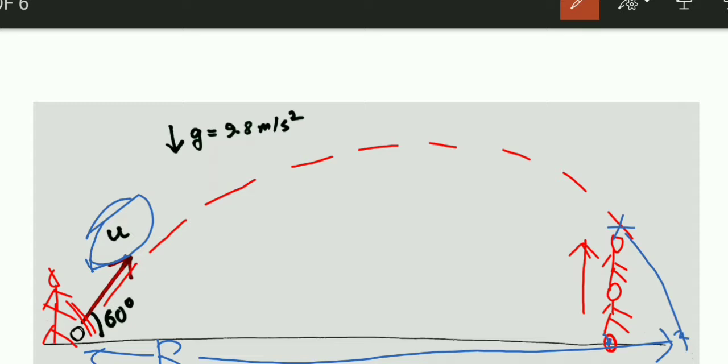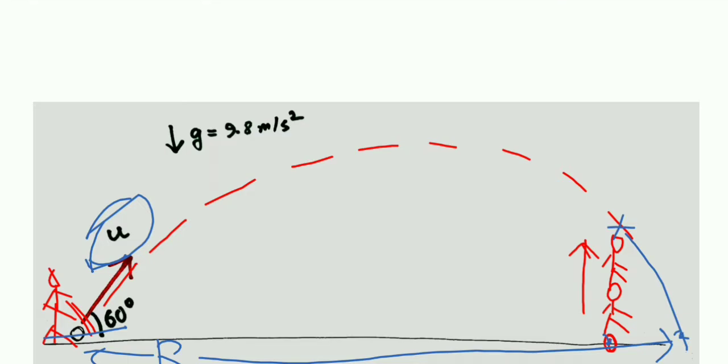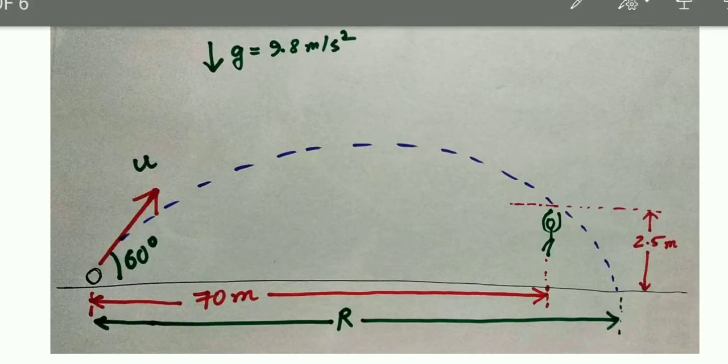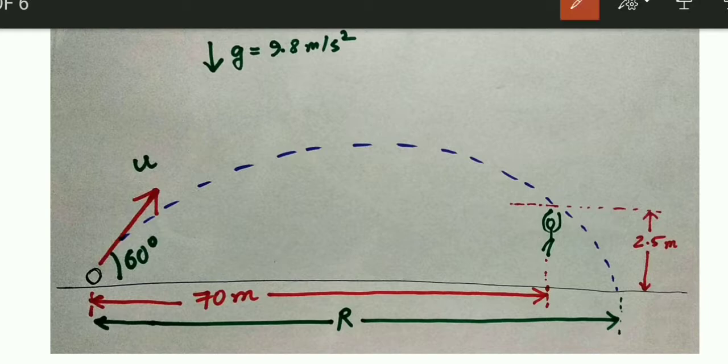We have been told to neglect air friction, and the ball is launched from the ground level. So it's not the case that the ball is launched say half a meter from the ground. No, it is launched from the ground level. Okay, see, I have drawn it here exactly. Here Jason Gillespie is jumping, and this height is 2.5 meters as given.